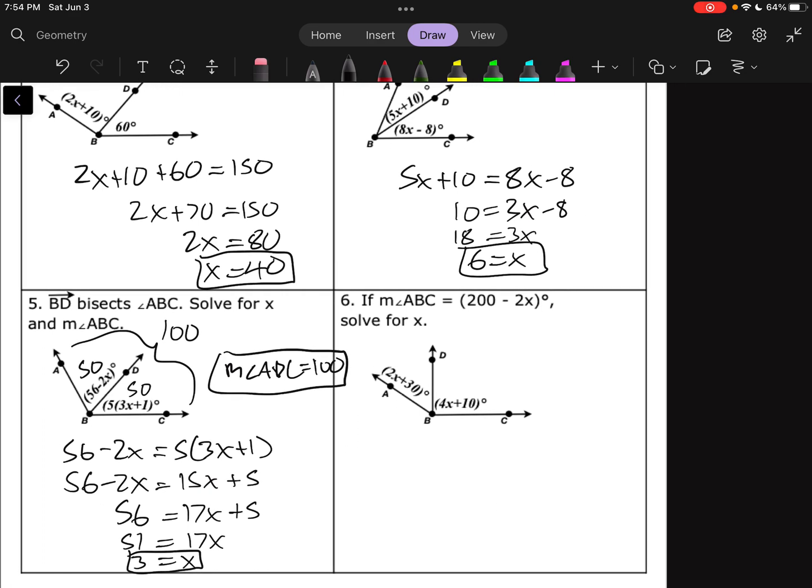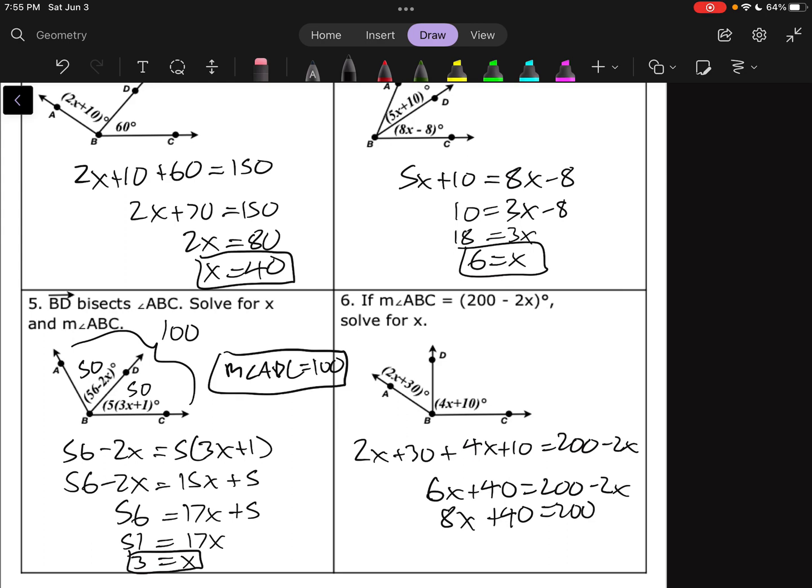And then the last one, if ABC is 200 minus 2x, solve for x. Okay, so ABC is the whole thing. This is an angle addition one. 2x plus 30 plus 4x plus 10 is equal to 200 minus 2x. Combining like terms gives me 6x plus 40 is equal to 200 minus 2x. Adding the 2x over gives me 8x plus 40 is equal to 200. Subtracting the 40 gives me 8x is equal to 160, so x is 20.